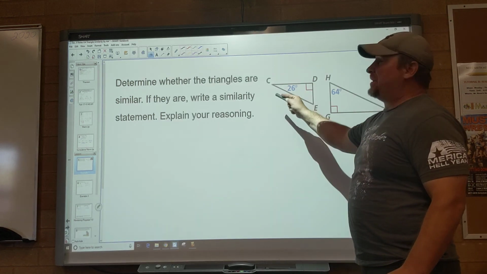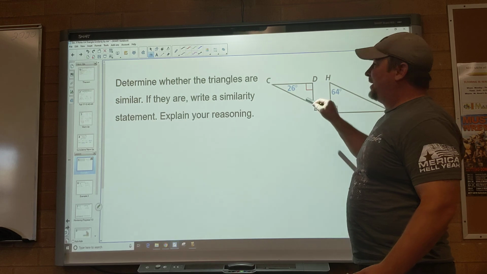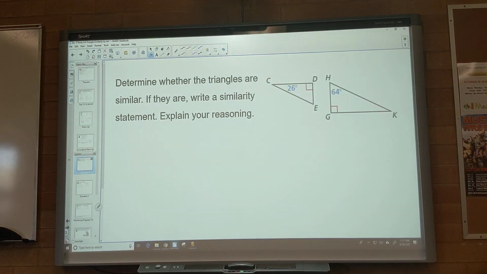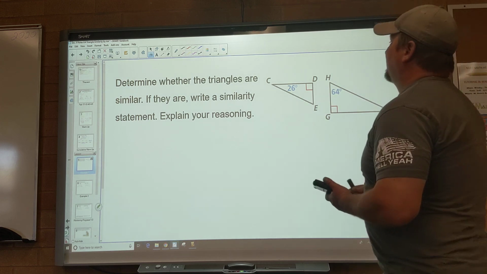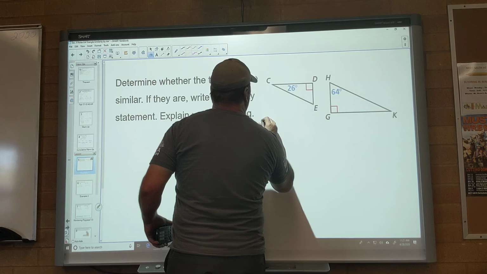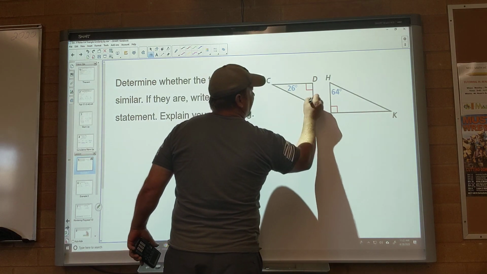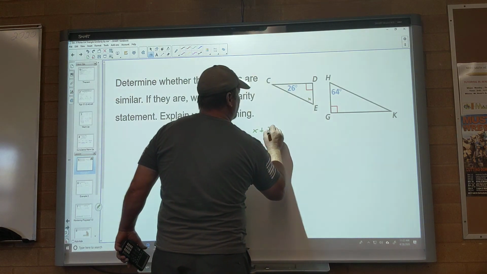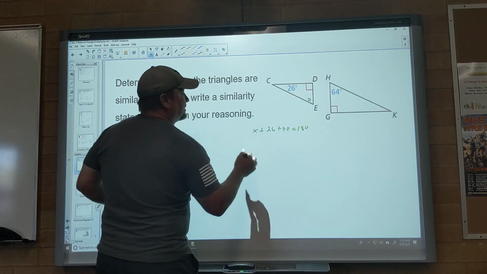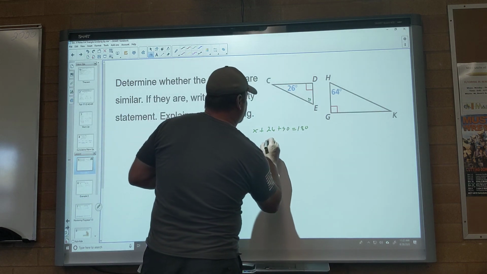Now, what do I know about this triangle up here? I know that it gave me two angles. So can I find the third one? You bet. So I'm going to take 26 and 90, and I'm going to subtract those away from 180. So I'm just going to call this thing X. X plus 26 plus 90 equals 180. Add up the 116, that's going to be 64.